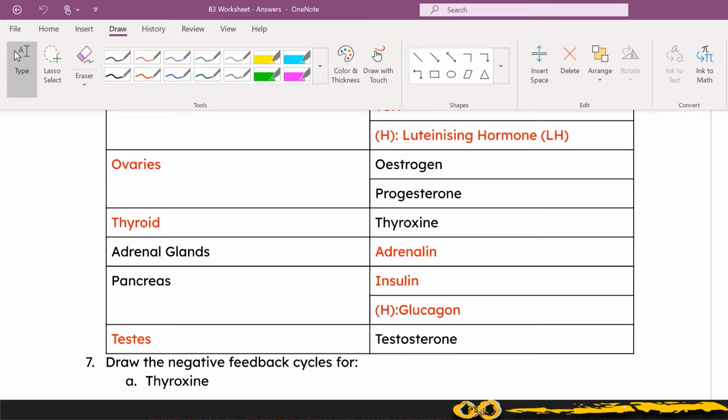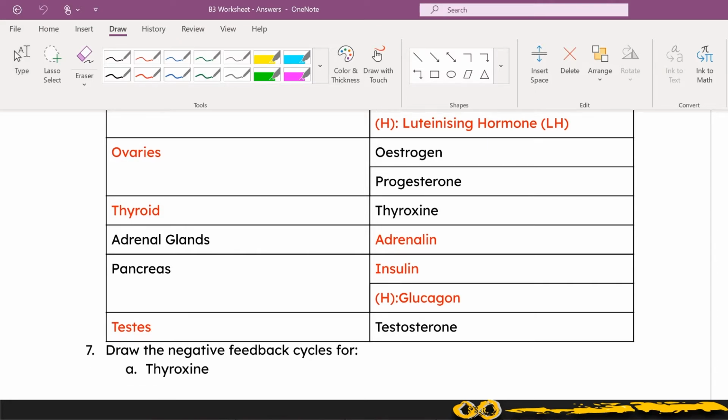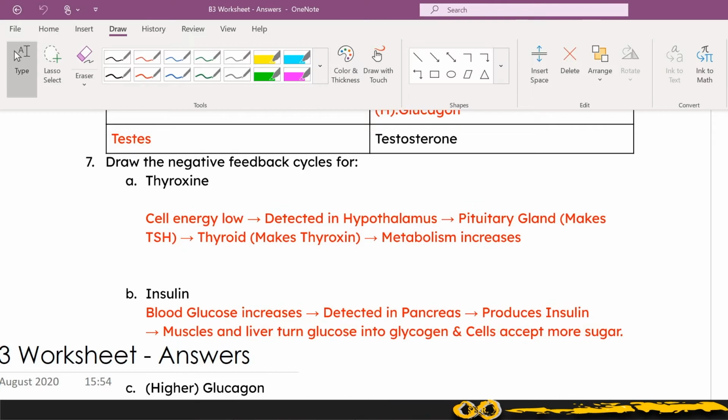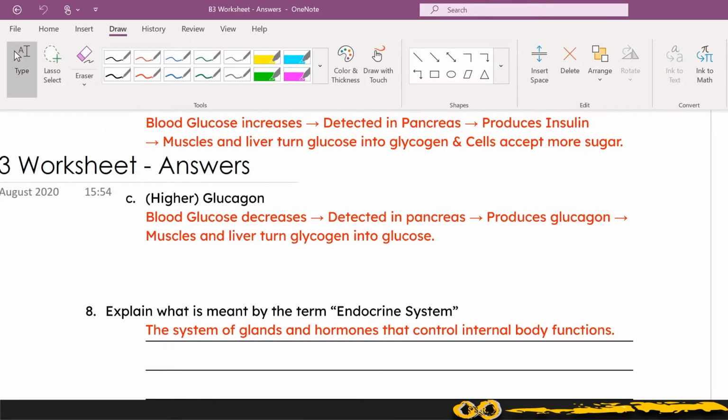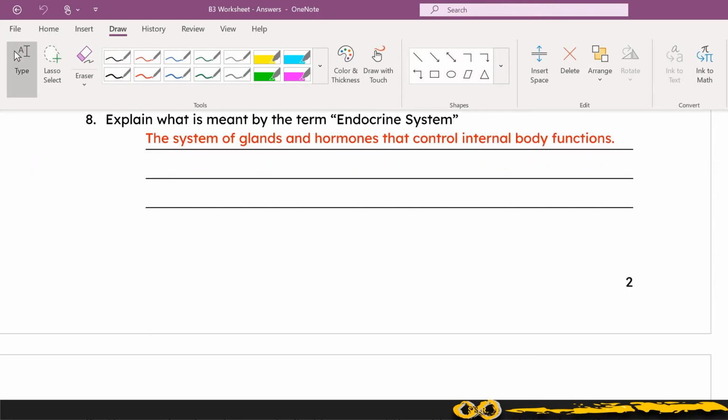Glands and hormones are another one that comes up often on this exam, and the best way to go about studying for these is to do something similar to the table that we've done here, where you remove bits or cover bits and then try and fill in those missing blanks. That will then help you as you go to look at your thyroxine and insulin feedback cycles, as well as the glucagon cycle.